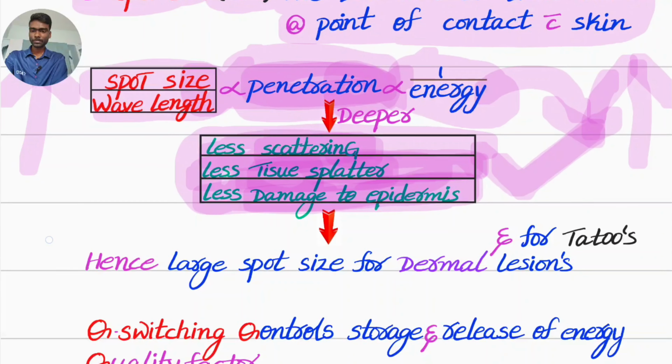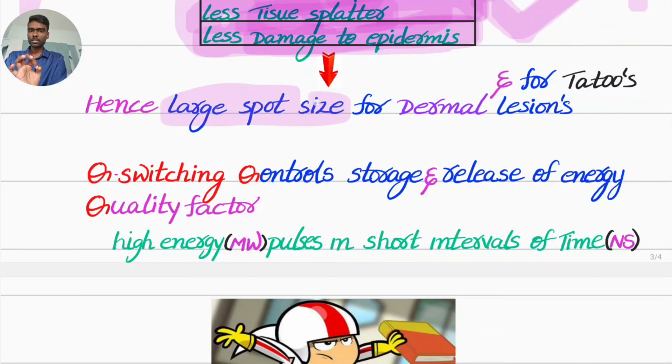At last, hence, if we select a large spot size, it will have more depth of penetration, it will avoid the epidermis and will enter the dermis. So for dermal lesions like tattoos, we'll select a large spot size.